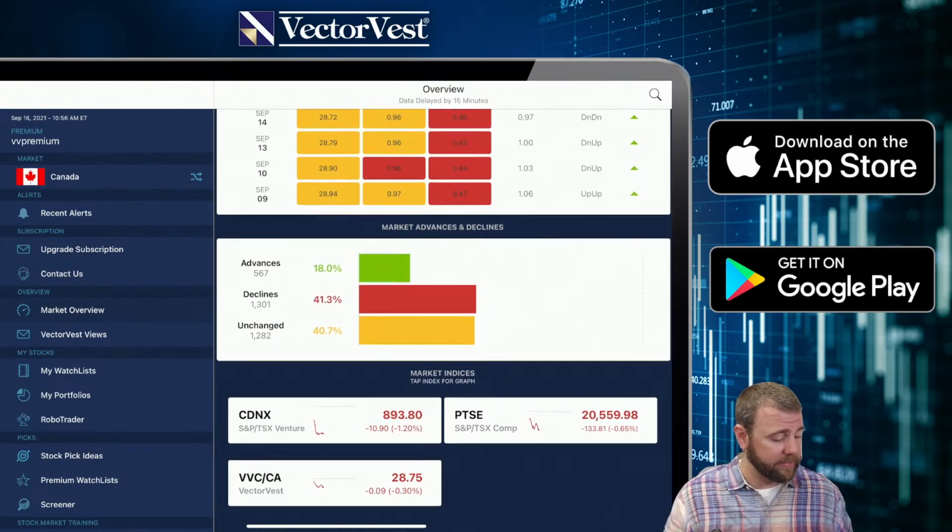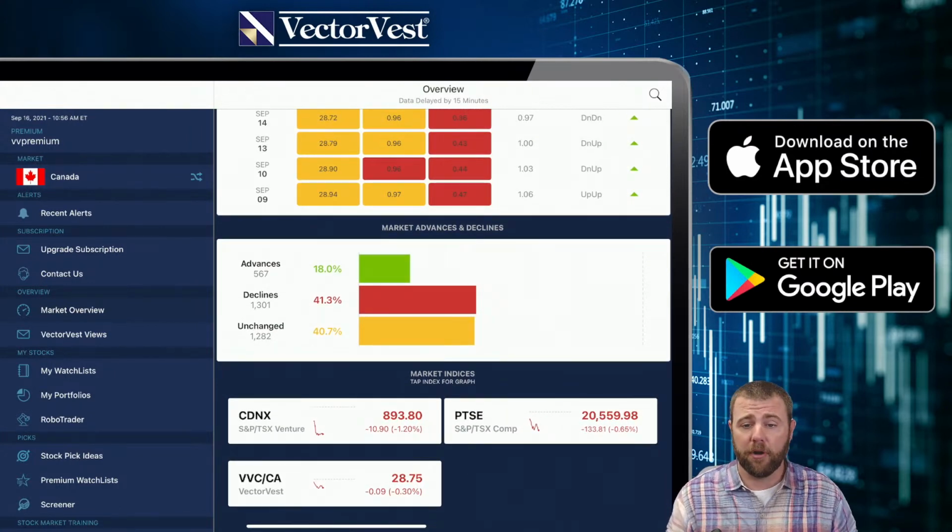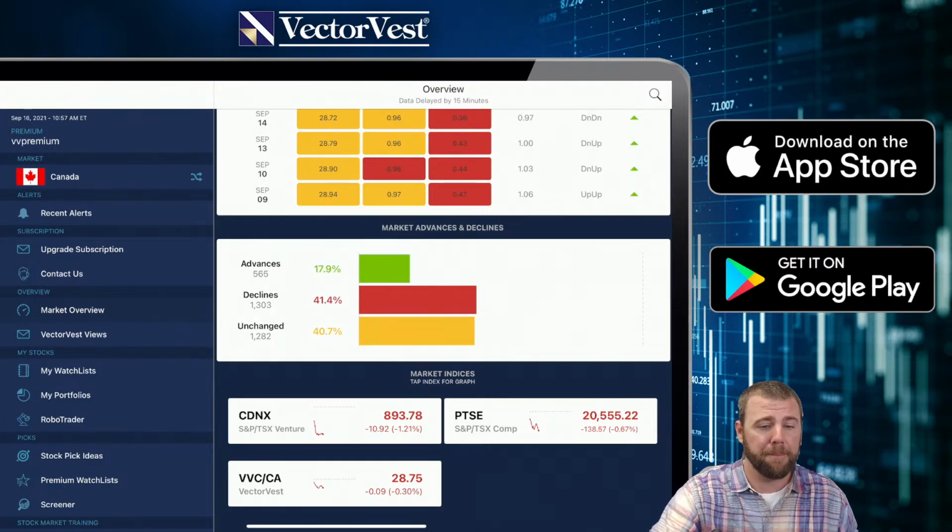Looking at the major indices, the venture for the Canadian market is more of the smaller cap stocks. That is down about 1.2%. The TSX is their bigger exchange that people like to focus on. That's down about 0.2% here. Overall, though, the VectorVest composite is down about 0.33%.